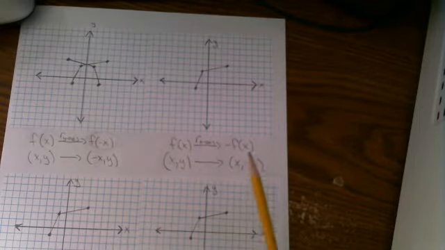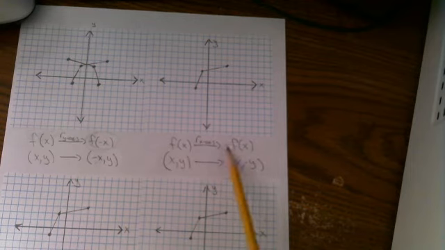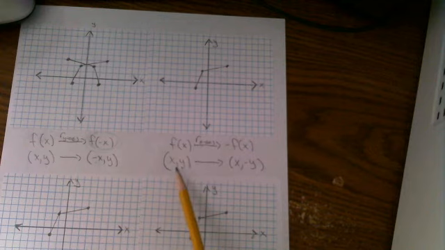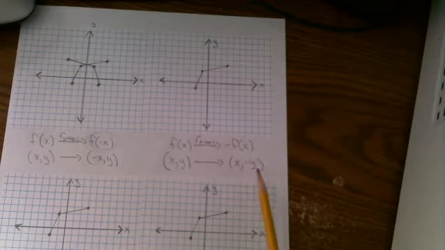The next example, negative f of x, you have to recognize, regardless of the shape of the graph, that this is a reflection over the x-axis because the y value is becoming negative. The rule for reflection over the x-axis is that any ordered pair x, y becomes the ordered pair x, negative y, meaning make the y values the opposite sign.